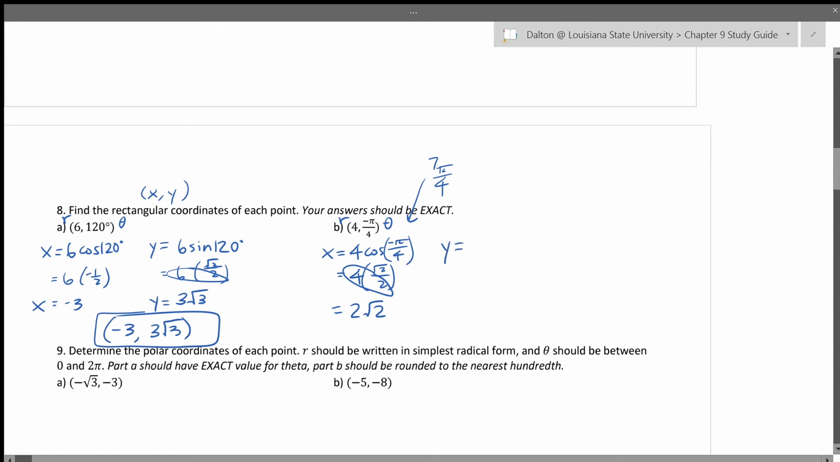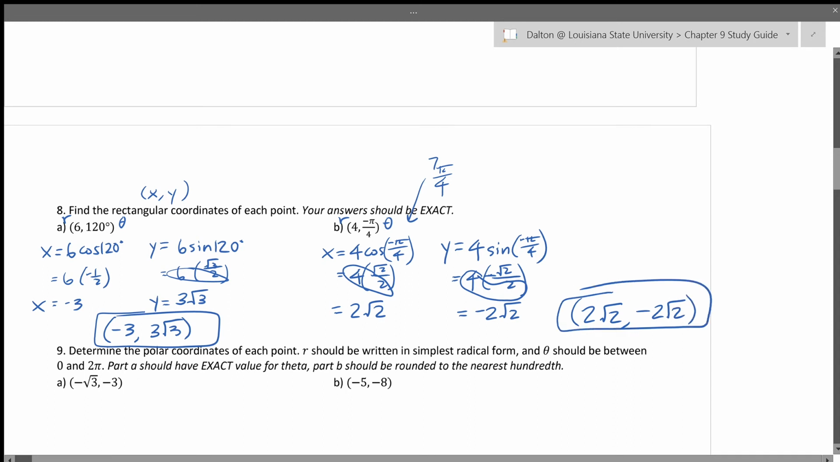Similarly for y, it's going to be r times the sine of theta. So it's going to be 4 times the sine of negative pi over 4. Again, negative pi over 4 is the same thing as 7 pi over 4. So this would be 4 times the sine value. The y value there will be negative square root of 2 over 2. Simplify our numbers out front again. 4 divided by 2 is 2. So it'll be negative 2 square roots of 2. So your final answer in rectangular form will be 2 square roots of 2, comma, negative 2 square roots of 2. So this is converting from polar to rectangular.